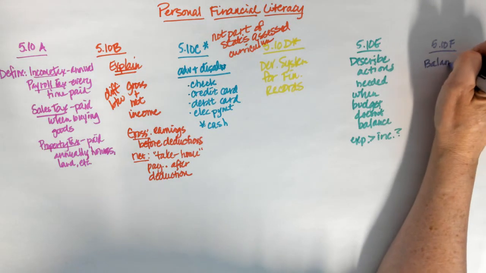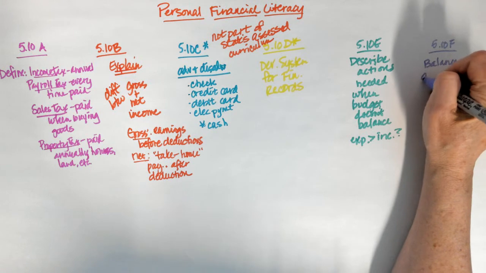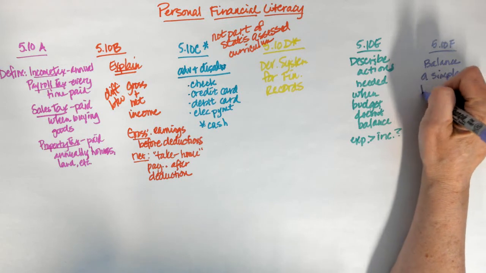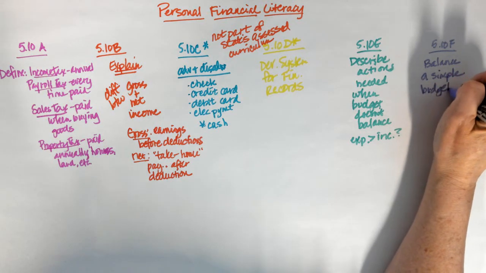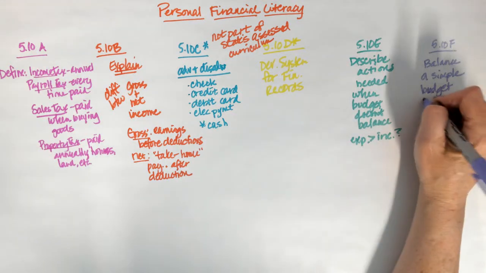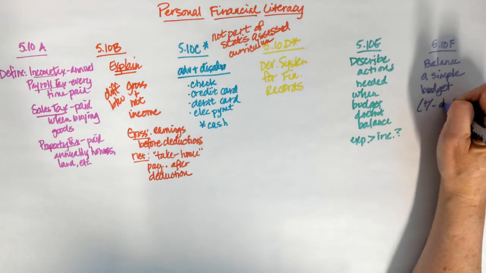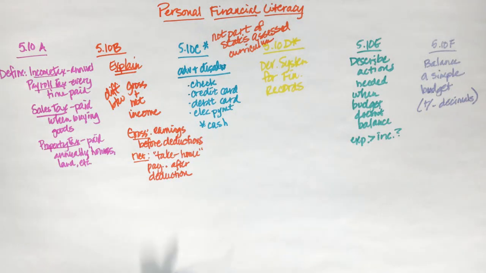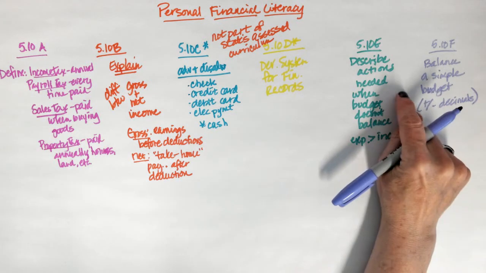And then 510F, our last standard in this unit, balance a simple budget. We taught this way earlier in the fall when we were learning to add and subtract decimals, because balancing a budget, we're working with money, so we are adding and subtracting decimals. So we've taught this already. It needs a review. It needs some time to remind and practice again. It's a great opportunity to practice this skill as you are talking about it.